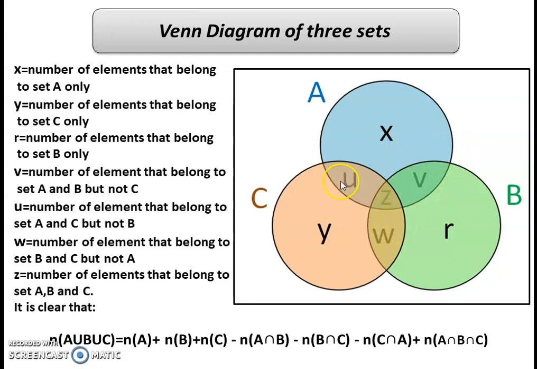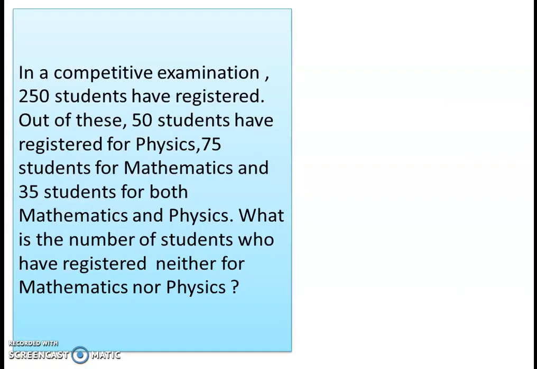So after making this Venn diagram, we can calculate any value. So now let's solve some of the problems. Now the first question is, in a competitive examination, 250 students have registered. Out of these, 50 students have registered for physics, 75 students for mathematics, and 35 students for both mathematics and physics. And we need to calculate the number of students who have registered neither for mathematics nor physics.